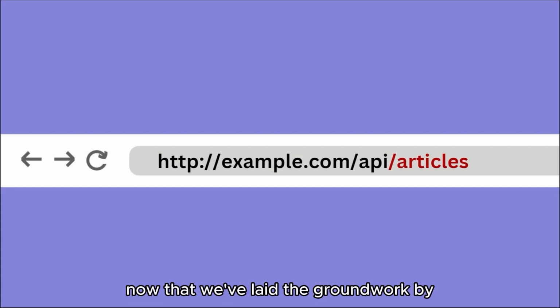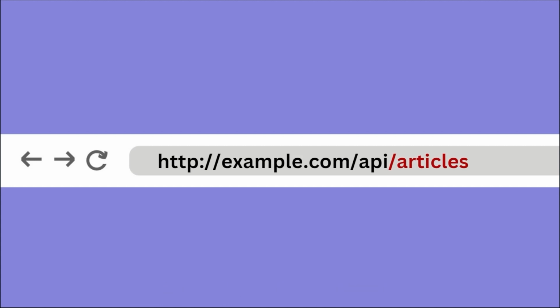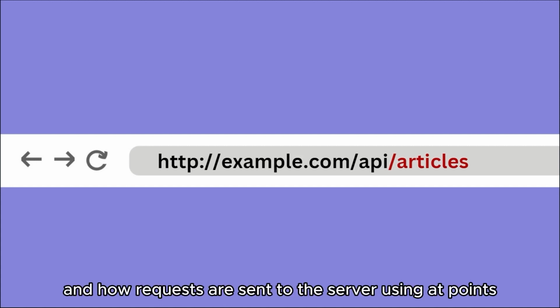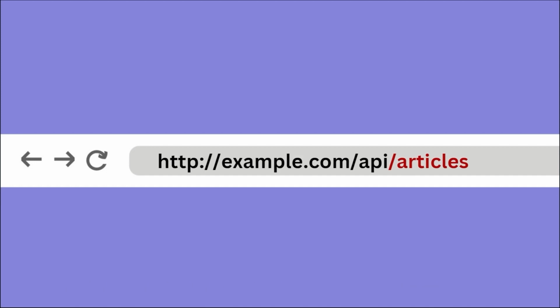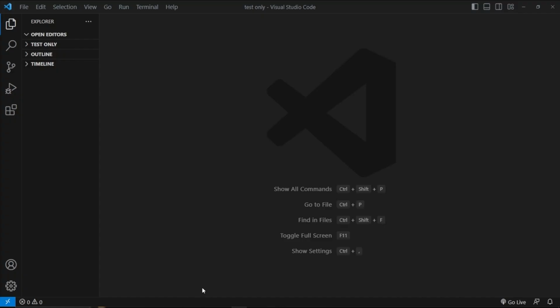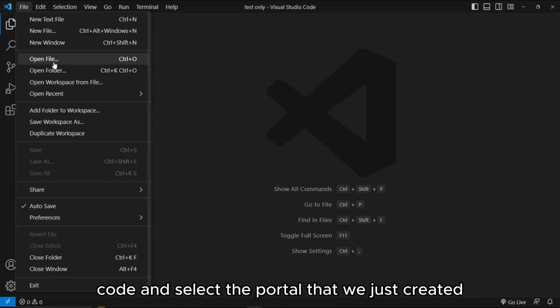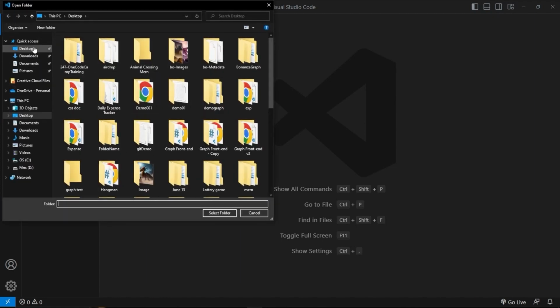Now that we've laid the groundwork by understanding API concepts, CRUD operations, and how requests are sent to the server using endpoints, let's see how we put all of these into action. Let's start by creating a new folder on our desktop or any directory that we would like to use. Let's just name it REST API. Now let's open our VS Code and select the folder that we just created.